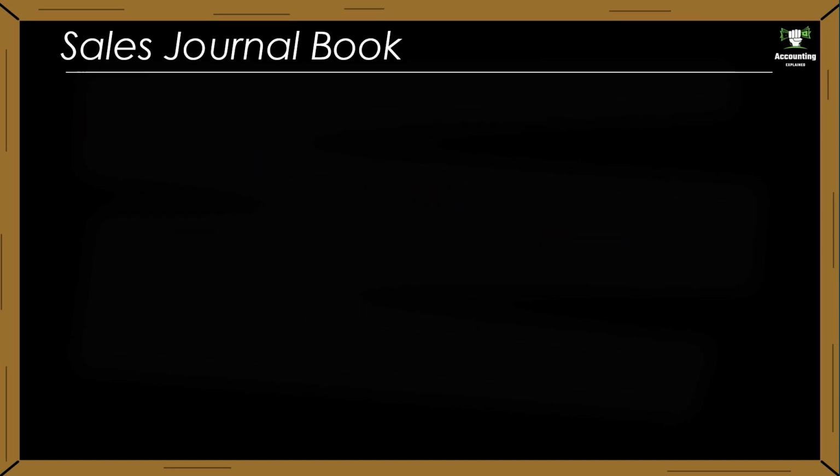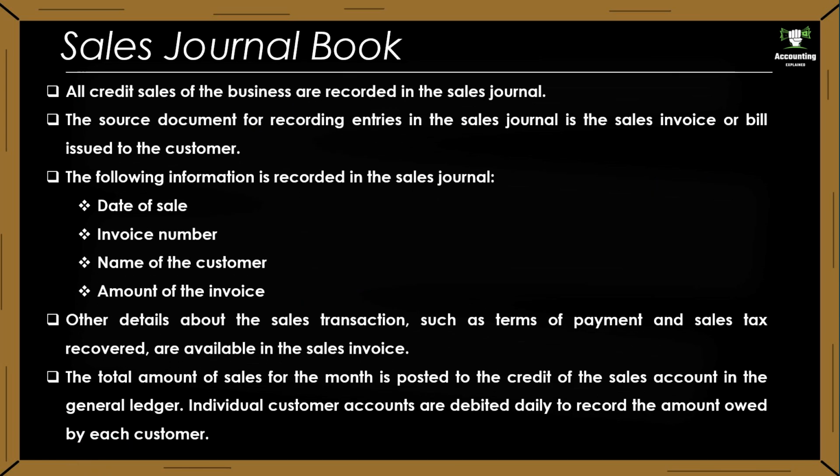Today we are going to see one of the special journals called the sales journal book. It will have only the credit sales of the business. All the cash sales will go to the cash book, and sales journal book will have only credit sales. Have it in your mind.